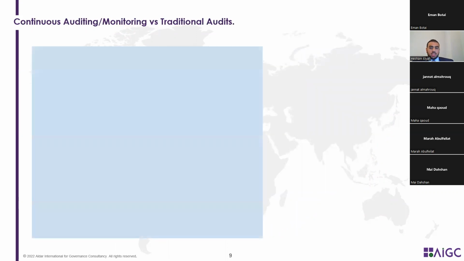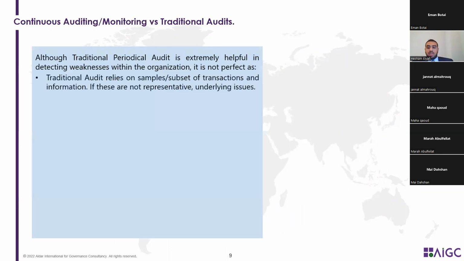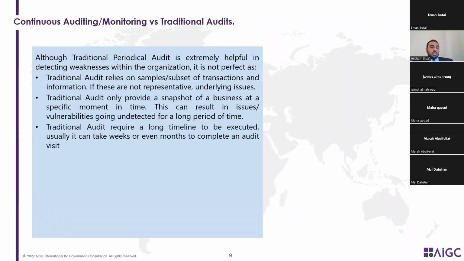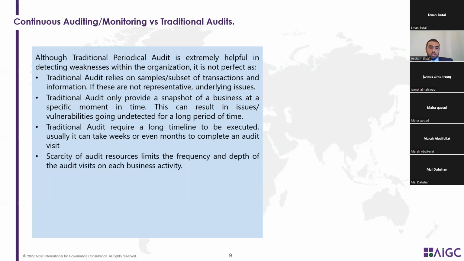although some organizations try to protect themselves by implementing anti-fraud prevention and detection measures, including audits as part of their solution, process revisiting, and other kinds of risk assessment. But the problem with all of these is usually, first of all, they rely on samples, a subset of transaction information that is not representative of the underlying issues. They only provide a snapshot at a specific moment in time, which results in a lot of vulnerabilities going undetected for a long period of time.